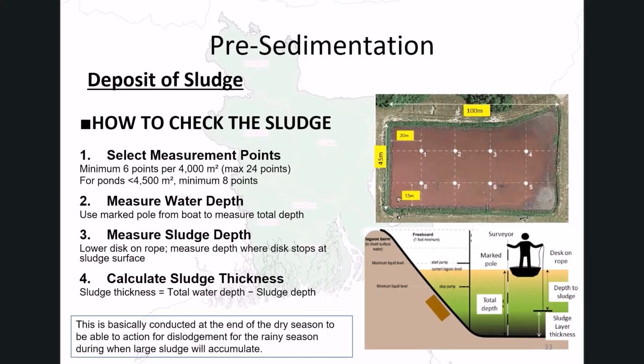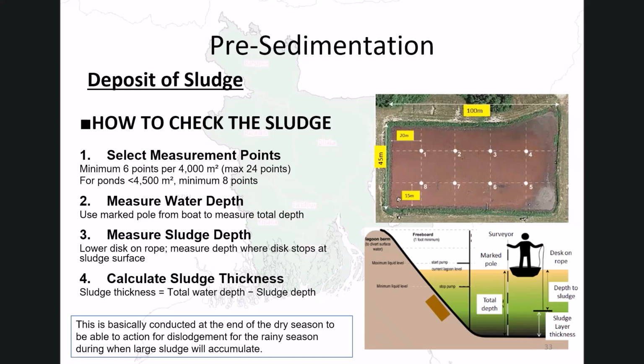In this slide, I will explain how to measure the sludge accumulated in the pre-sedimentation basin. First, select several measurement points across the pond, normally 6 to 24 points depending on its size. Next, measure the total water depth using a marked pole. Then lower a disc attached to a rope until it touches the sludge surface. The sludge thickness is simply the total depth minus the sludge depth.